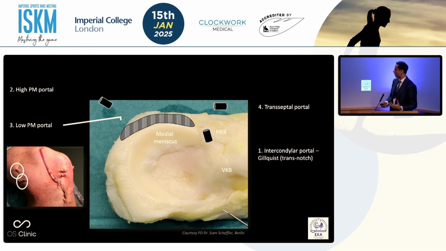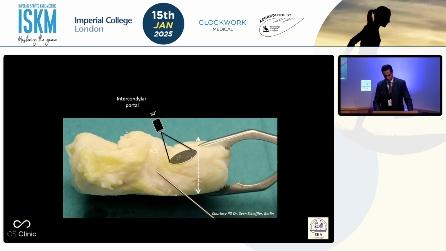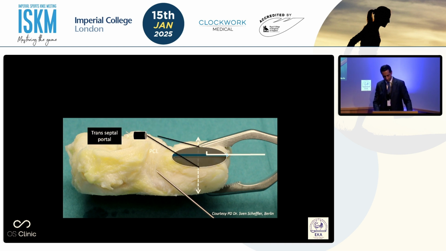But actually, to start off, do the simple things first. Go look through the front, go underneath the PCL, and make sure that you can see the back. And you should be able to get a view like so. So the intercondylar portal allows you to look at the posterior third, but you can look across the whole of the back of the tibia with the transeptal approach.